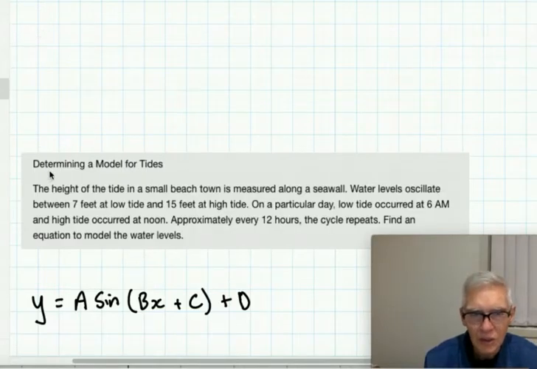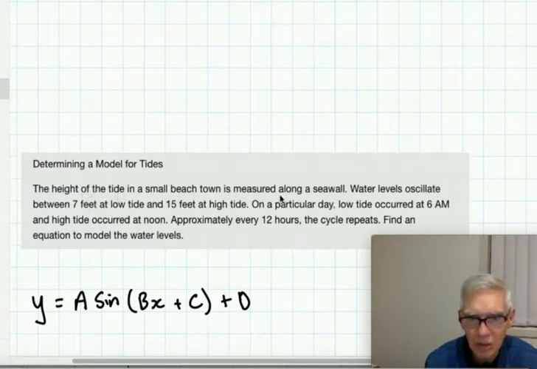So here's another question. This is determining a model for tides. The height of a tide in a small beach town is measured along a sea wall. The water levels oscillate, that means it goes up and down, between 7 feet at low tide and 15 feet at high tide. On a particular day, the low tide occurred at 6 a.m. and high tide occurred at noon. About every 12 hours the cycle repeats, so that would be a period of 12.